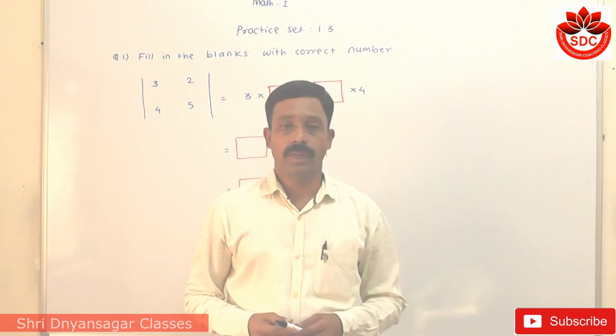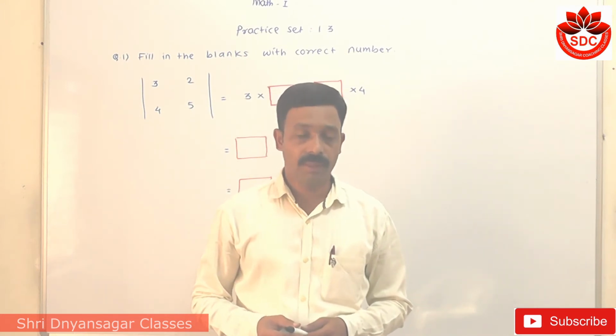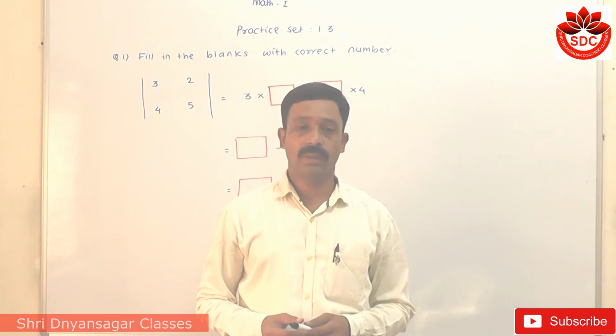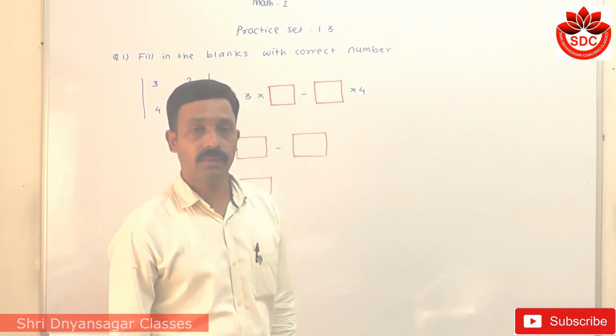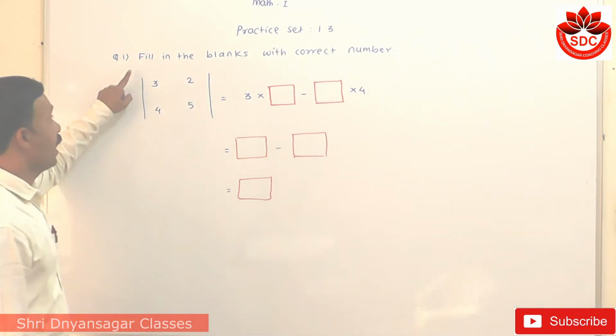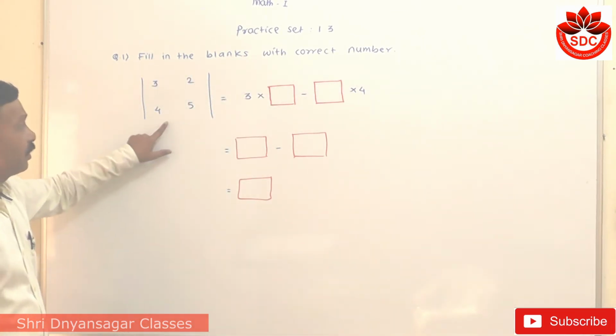Okay. Let's start practice set 1.3. Now this is based upon Cramer's rule. Now the first question of practice set 1.3. The question is: fill in the blanks with correct numbers. Now this is the question.